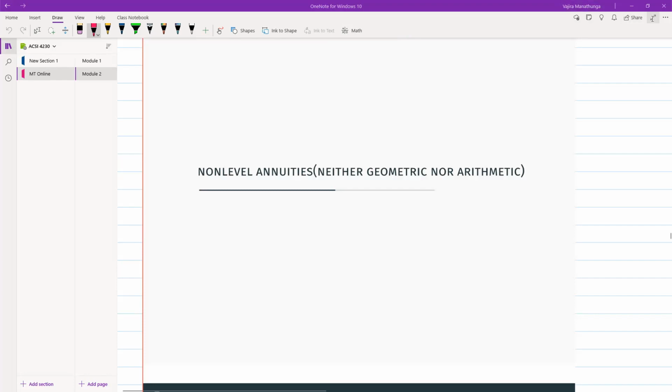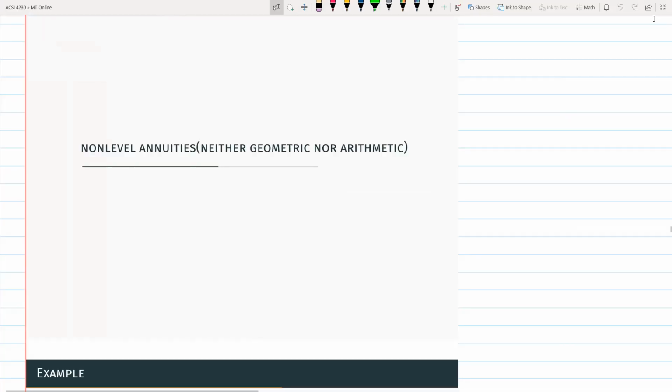Today we are going to talk about non-level annuities, which are not geometric nor arithmetic. When you have non-level annuities, you can have different types. For example, arithmetic, which look like P, then P plus Q, then P plus 2Q, and so forth. Or you can have geometric, where you have payment P, P times (1 plus g), P times (1 plus g) squared, and so forth. And then you can have annuities which are neither geometric nor arithmetic.